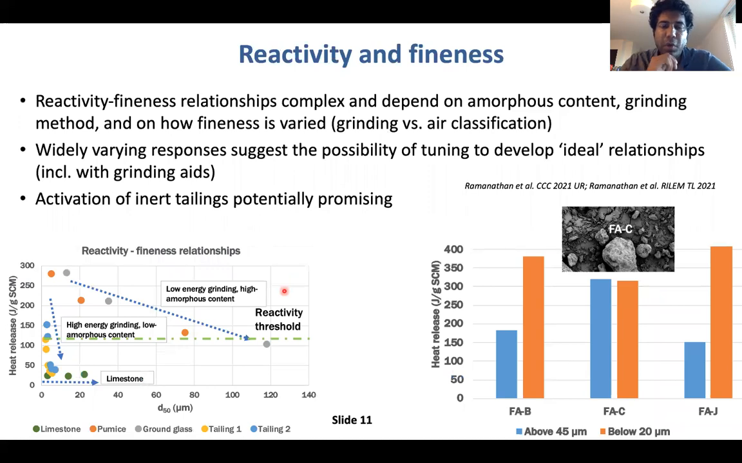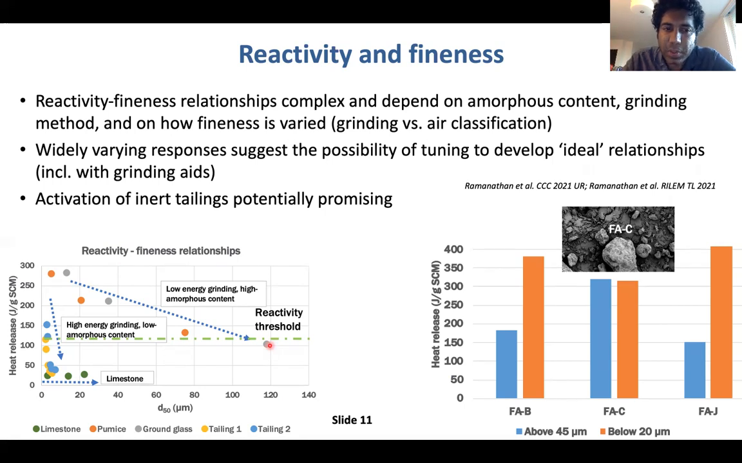Now, we've talked a little bit about bulk chemical composition, but really reactivity depends so strongly on fineness and amorphous content, which we really haven't talked about in enough detail. So I have here this extremely complicated graph, which shows that the reactivity-fineness relationships are extremely complex. So for two different materials, for pumice and ground glass, we see that this slope is quite gentle. As you go from about 10 microns to 120 microns, the materials go from reactive to inert.